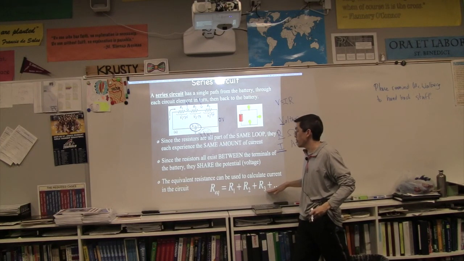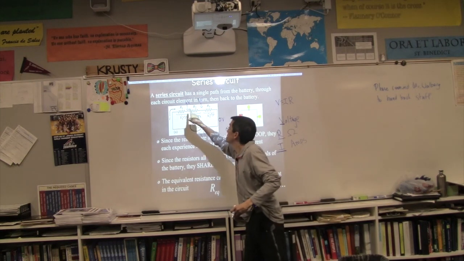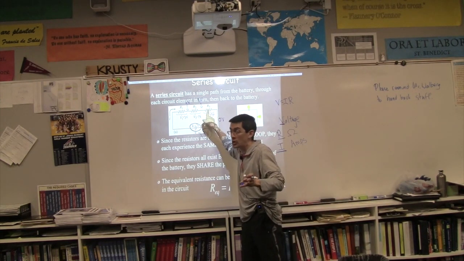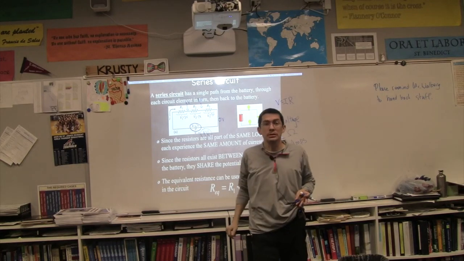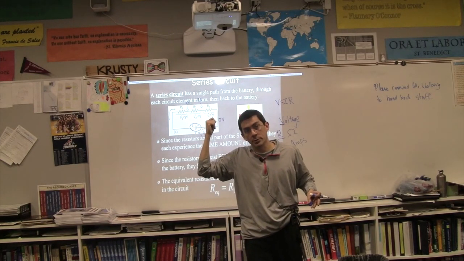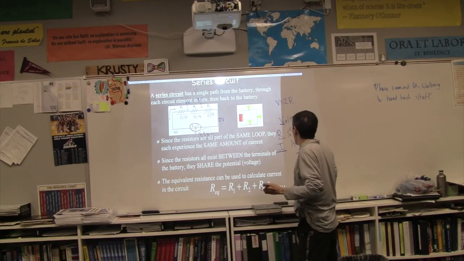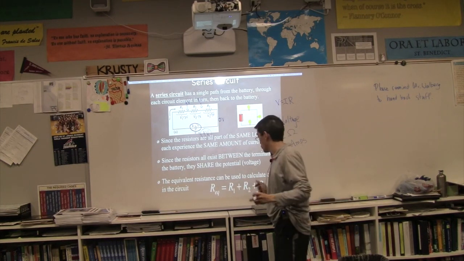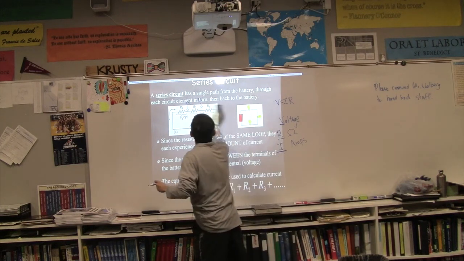Don't hurt yourself. All you're going to do to figure out equivalent resistance is add up the resistance in each one. If it's a series circuit, you just add the resistances together, whatever they are. Add them up, and you're gold. You got it. That's pretty much it for series circuits.